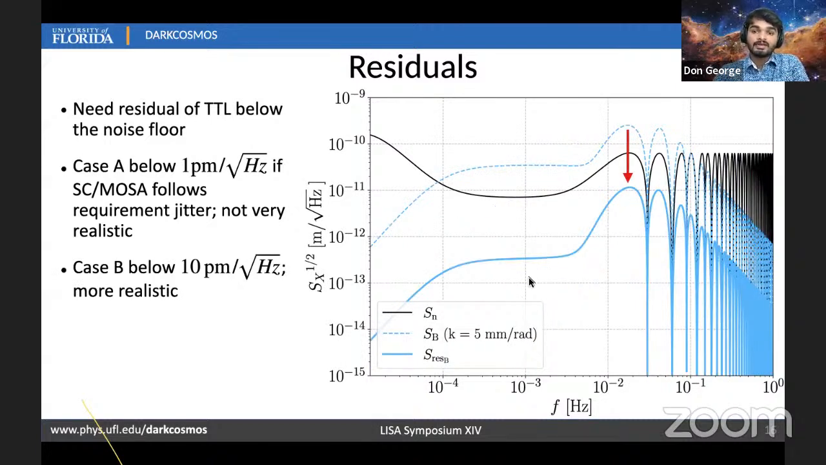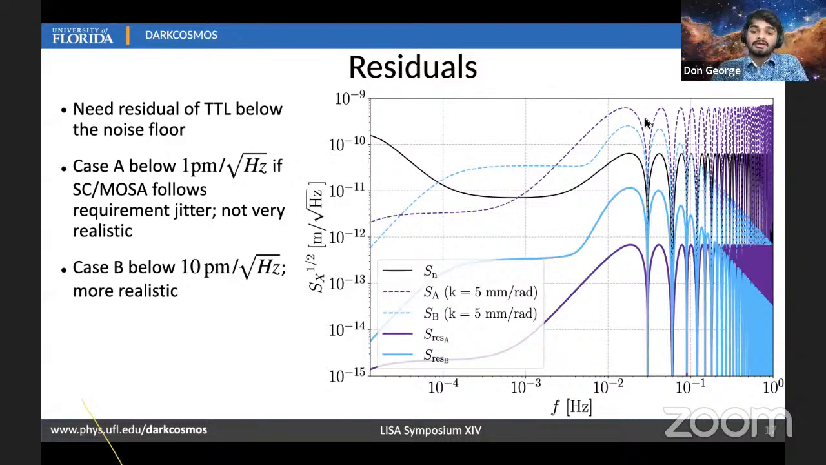Case B is still below the noise profile, except it's a bit worse than case A, again, because you have a more realistic jitter. But we are still below the noise floor, which is good news. And it's below about 10 picometers per root hertz for all the frequency bands. So this is the plot with all the curves in case anyone was interested to compare them with each other.